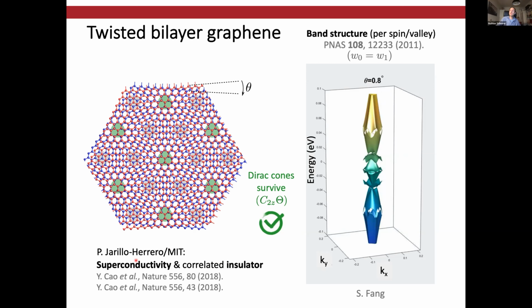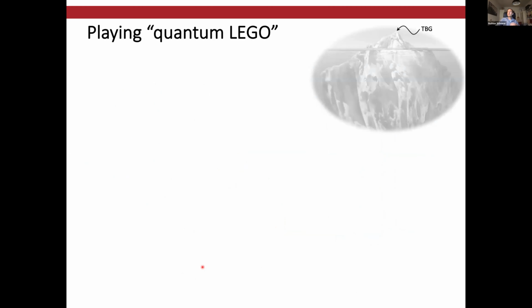this leads to both superconductivity and a variety of other correlated phenomena, such as the spontaneous emergence of insulating behavior, which we now refer to as correlated insulators. Now, this is all I'm going to say about twisted bilayer graphene.